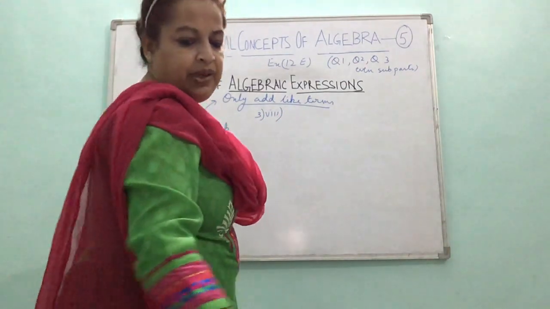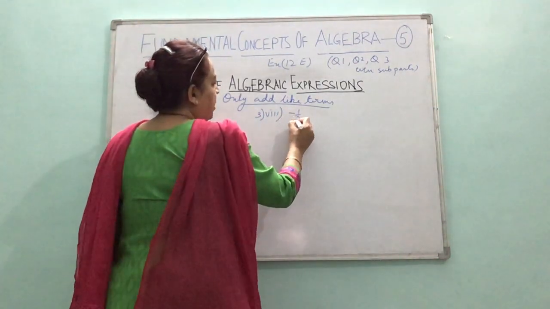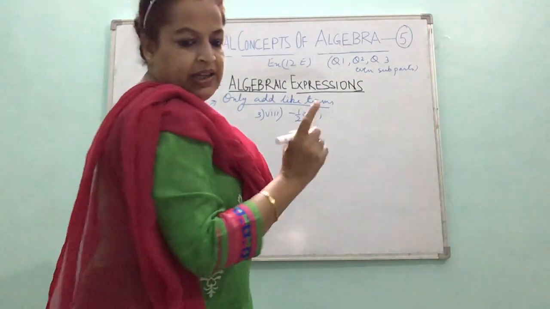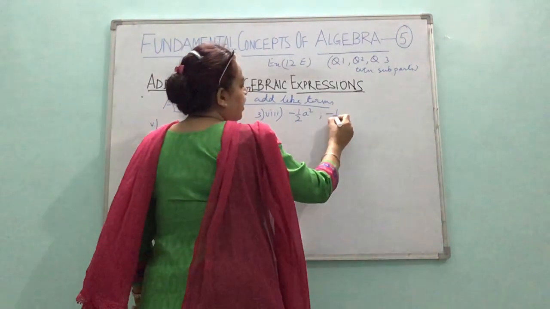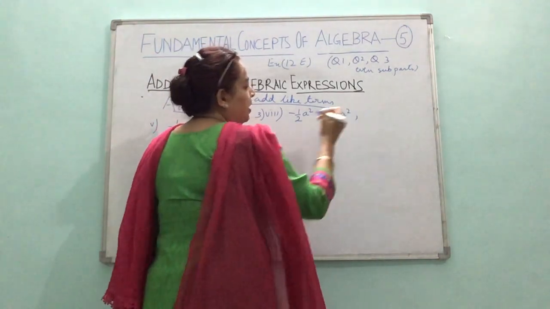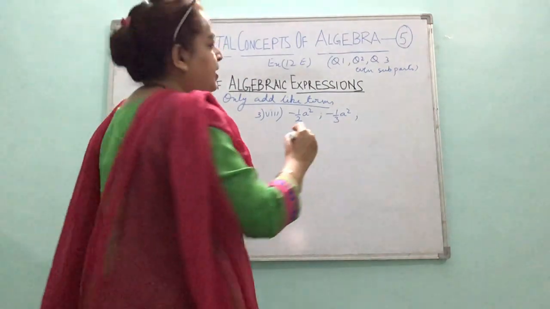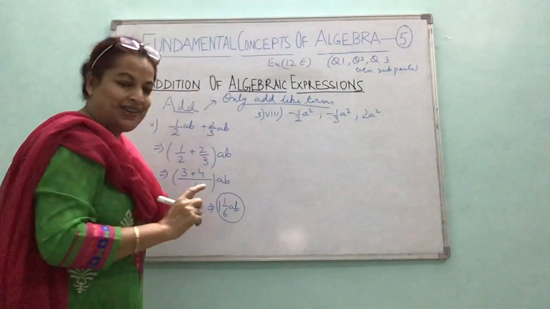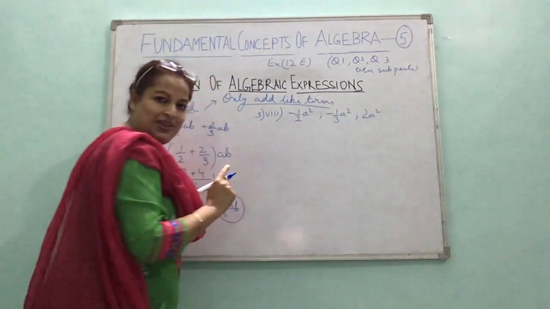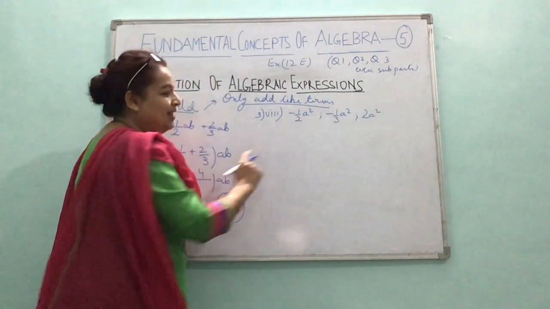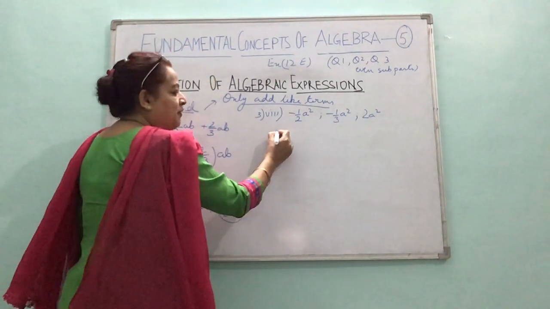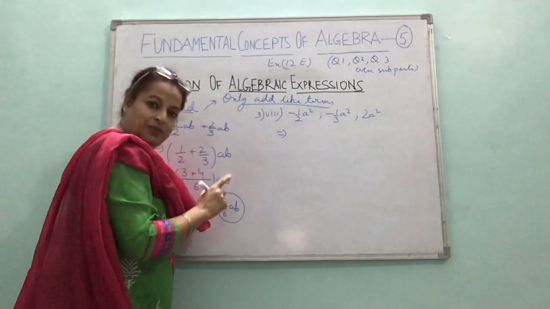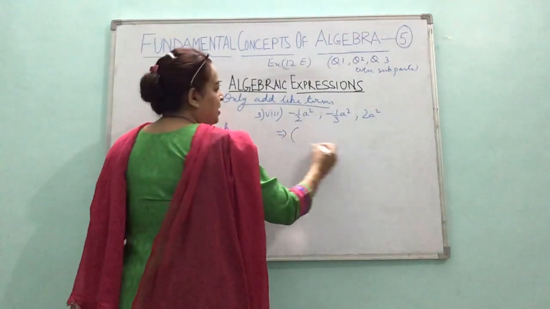It is minus 1 by 2a square. The other term is minus 1 by 3a square, and the last term is 2a square. Before we start, always check whether they are like terms or not. Right, children? So are these like terms? They are all like terms. Now I have told you, if orally you cannot add the integers, always put it in brackets. So I put it in brackets.